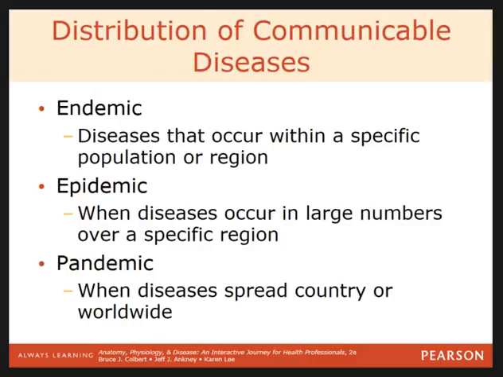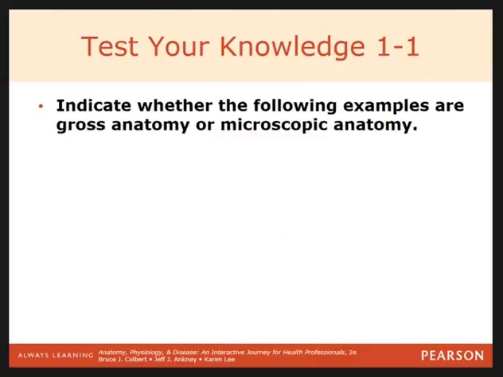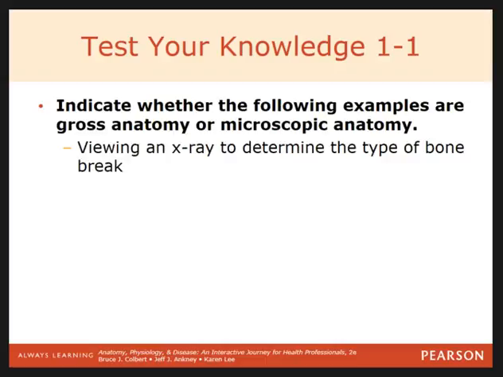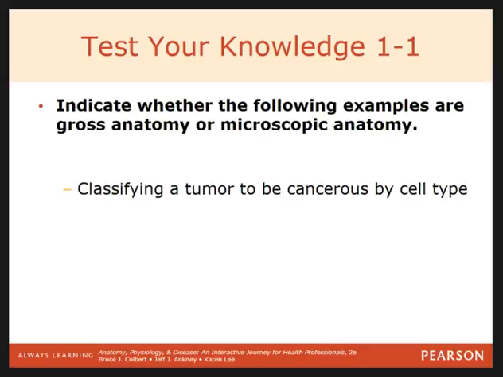All right, so going along with your textbook, the next thing after part 2 is a test your knowledge. So now you have an opportunity to answer some questions. Indicate whether the following examples are gross anatomy, which is macroscopic anatomy, or microscopic anatomy, which is also known as fine anatomy. Viewing an X-ray to determine the type of bone break. Classifying a tumor to be cancerous by cell type.